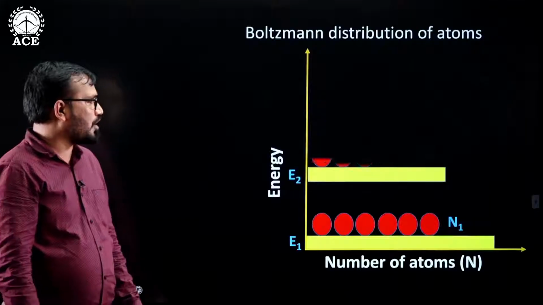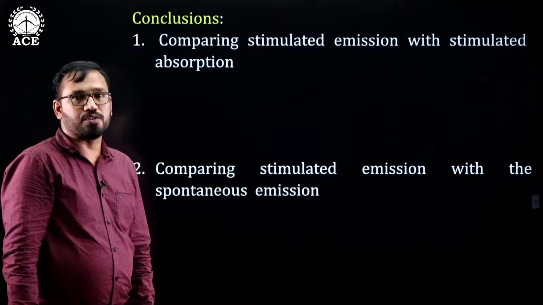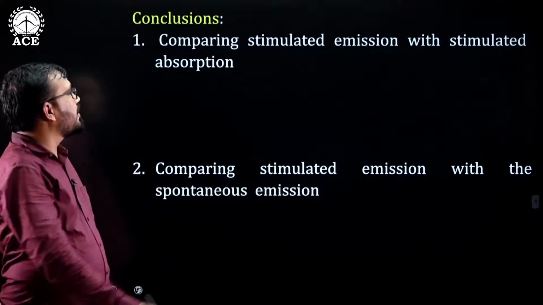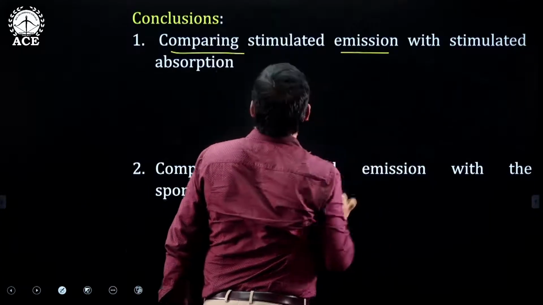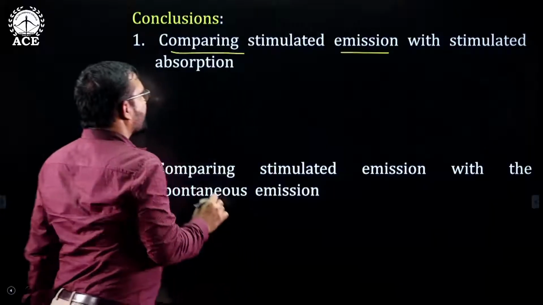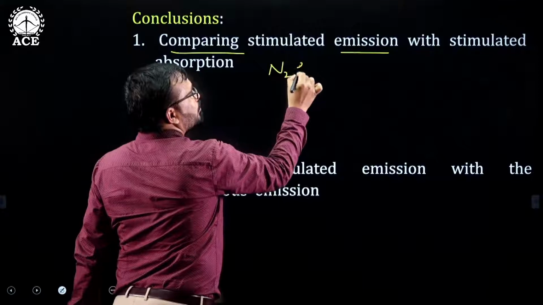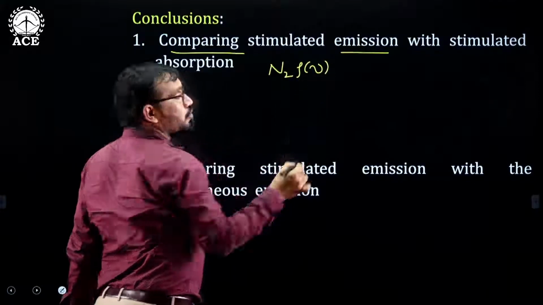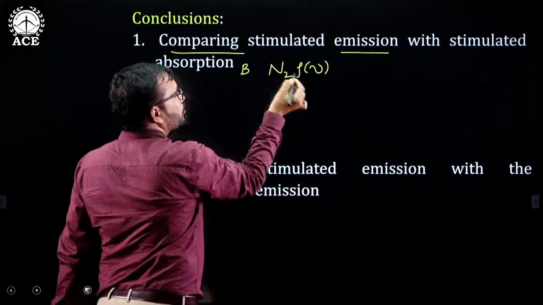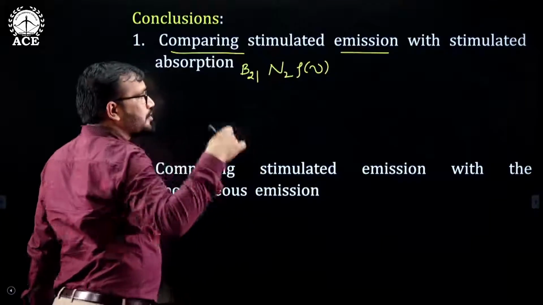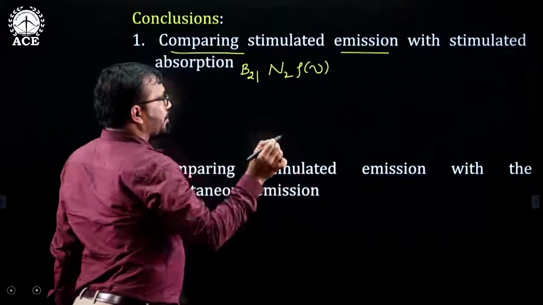So this is the general distribution of atoms in the different energy levels. See here, there are two conclusions from this question. Comparing, what are you comparing? Stimulated emission rate with stimulated absorption. What is stimulated emission? Emission means downward transition, N2. Stimulated means you have to have the rho nu term there. And what is the constant? The Einstein coefficient. Stimulated emission means 2,1: B21, N2, rho nu, and the transition time delta T. I am not writing it there.